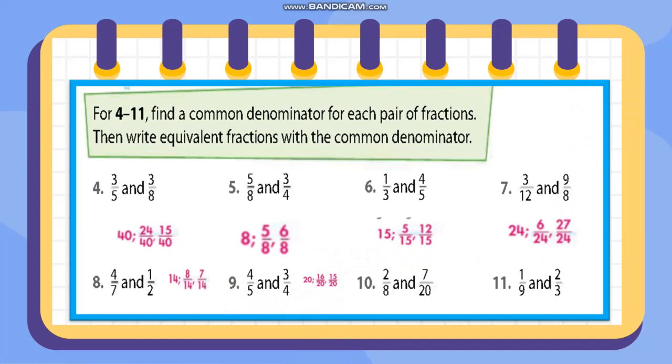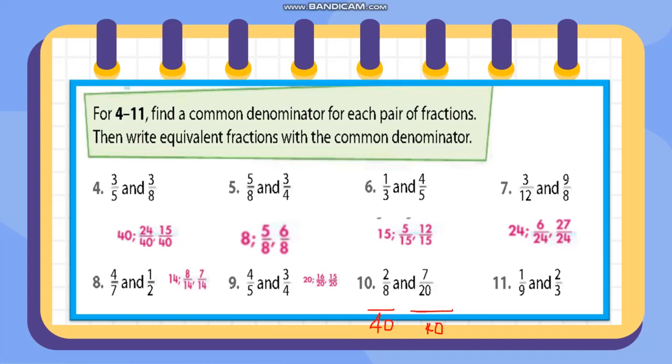8 and 7/20. So I have 8 and 20. So I skip counting by 8. 8, 16, 24, 32, 40. Then 20, 40. So the common is 40. So I will use that as my common denominator, which is equivalent to 40.